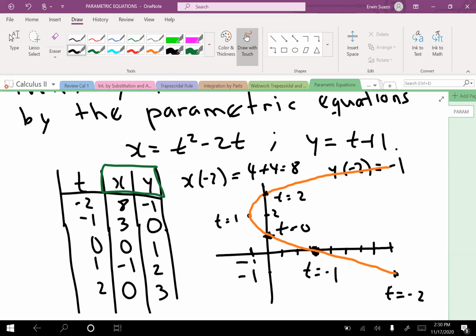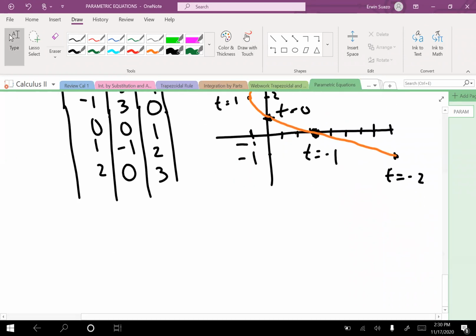Of course, if t is time, it doesn't make much sense to have -2 seconds or -1 second. I guess it could be like before you started the experiment, so you start the experiment at time equals 0. That could be an interpretation. But you see how easy it is to figure out, and this is going to be really important in calculus 3 especially.